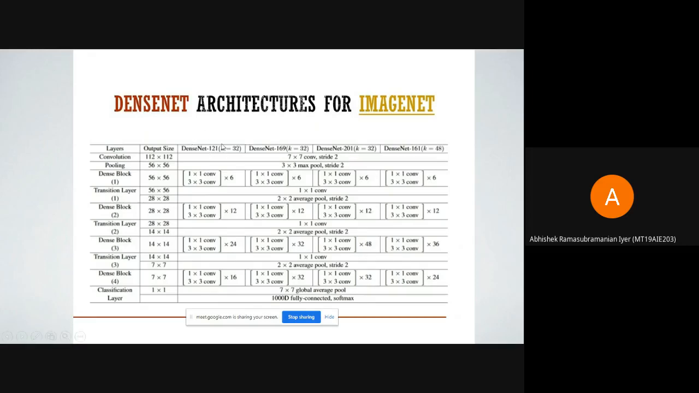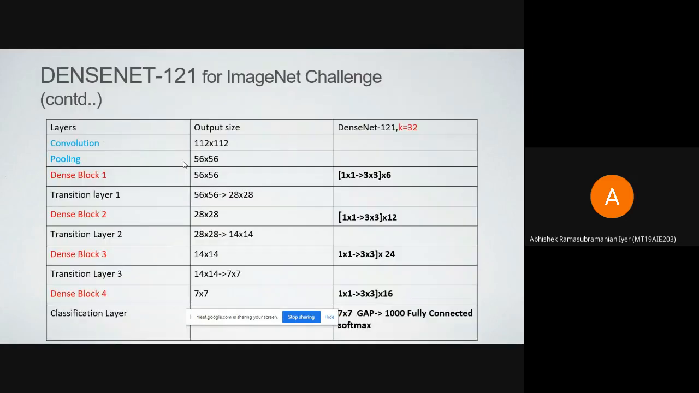And the growth factor, they have constantly maintained it as 32, or in some cases like DenseNet-161 as 48. What we will do is just try to demystify this in the diagram, and then try to understand what this 121 comes up to. So it's the same thing which you have taken from the previous.